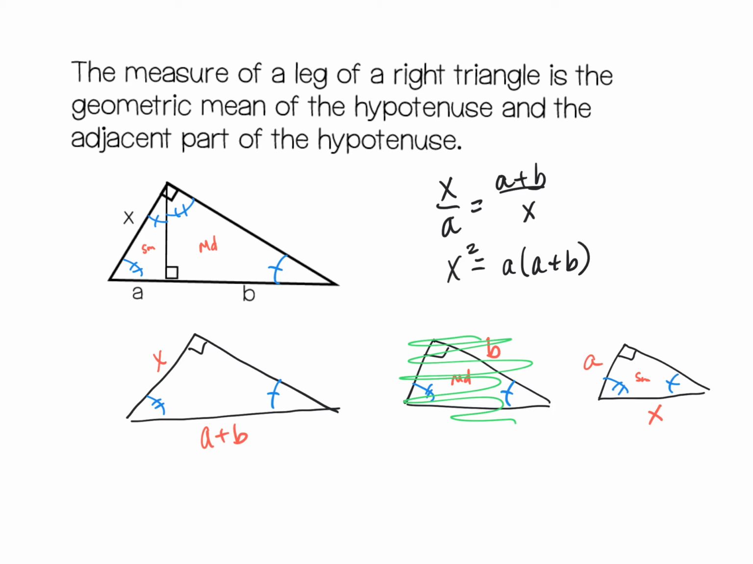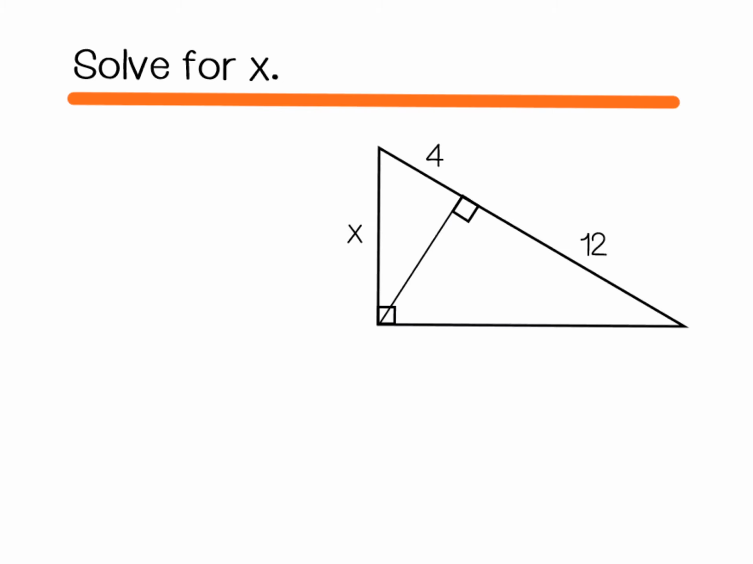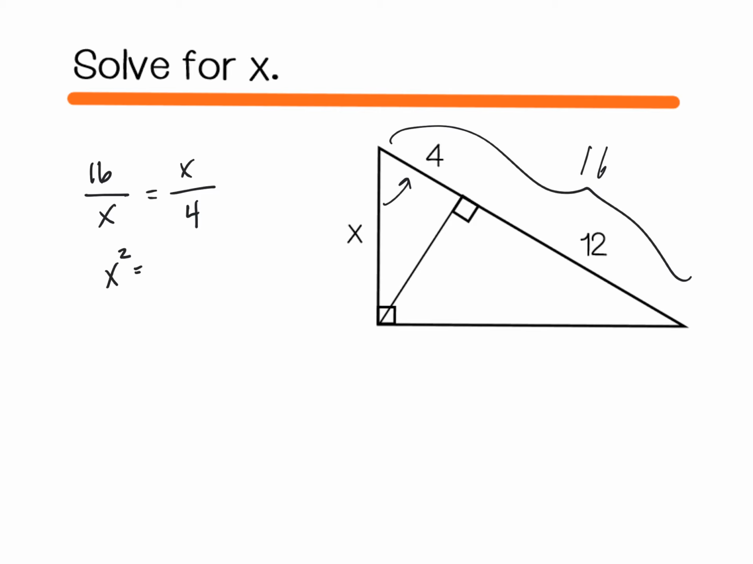Again, tedious to draw everything out, so let's take a look at an example. We want to find x. X is a leg. So the leg is the geometric mean. I'm going to put my x's opposite of each other. Geometric mean of the whole hypotenuse, which we can see would be 16, over the adjacent part. This side is adjacent, so it would be 4. So I have x squared equals 64. Take my square root, I would get 8.